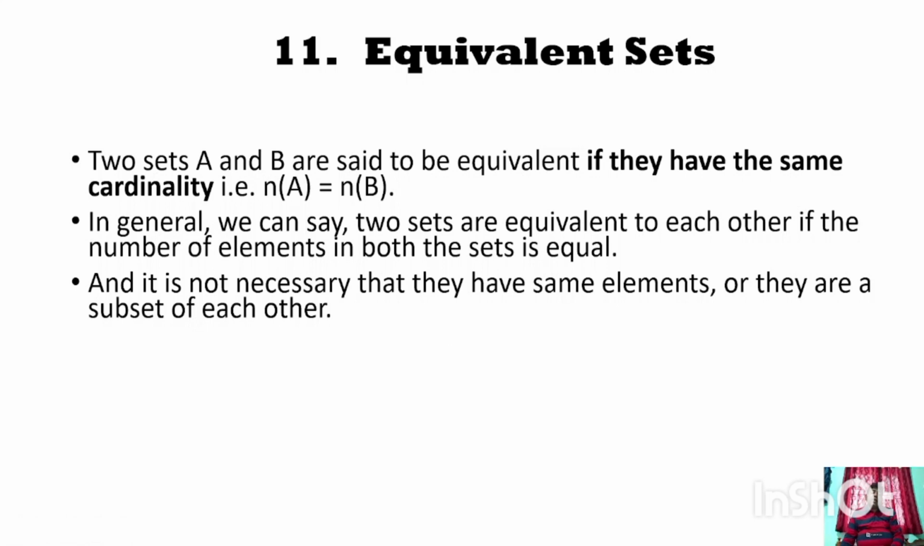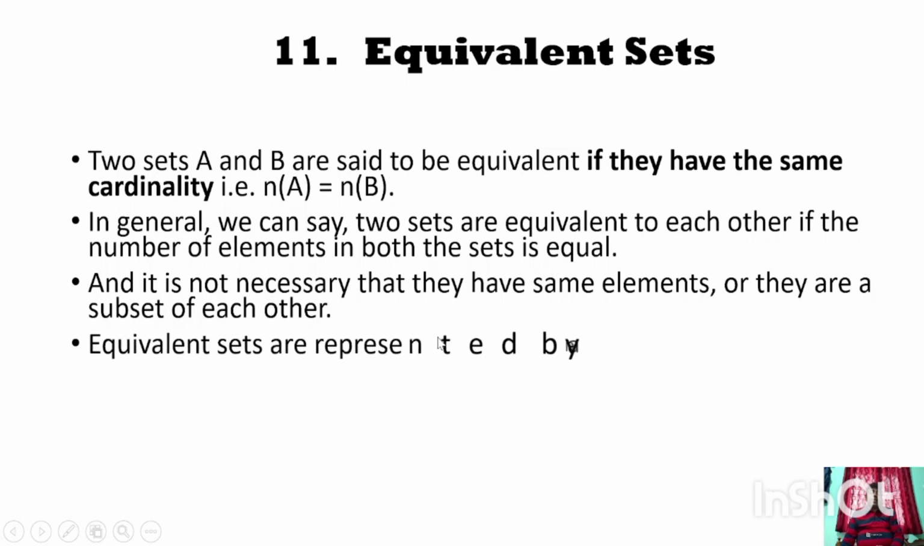Their elements may differ or may be the same, but if the total number of elements of set A is equal to the total number of elements of set B, then both sets are said to be equivalent sets. In equivalent sets, the number of elements must be equal. Equivalent sets are represented by an equivalence sign, similar to the similarity and congruence symbol.